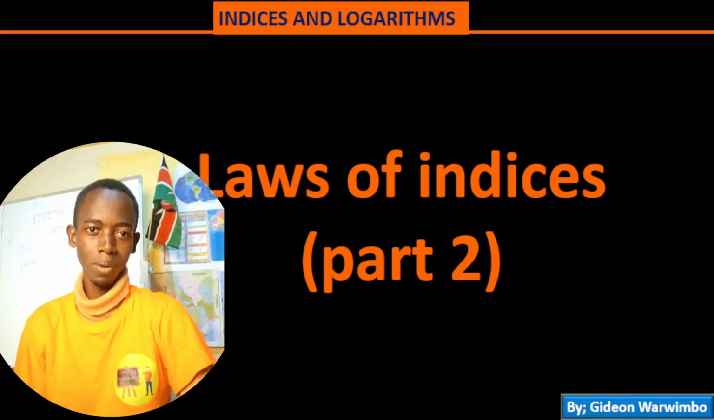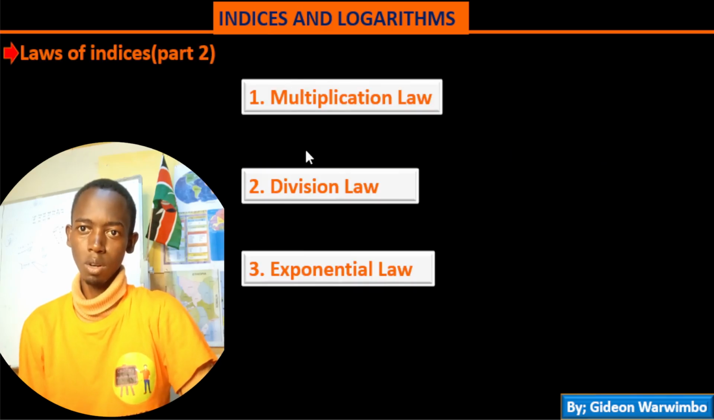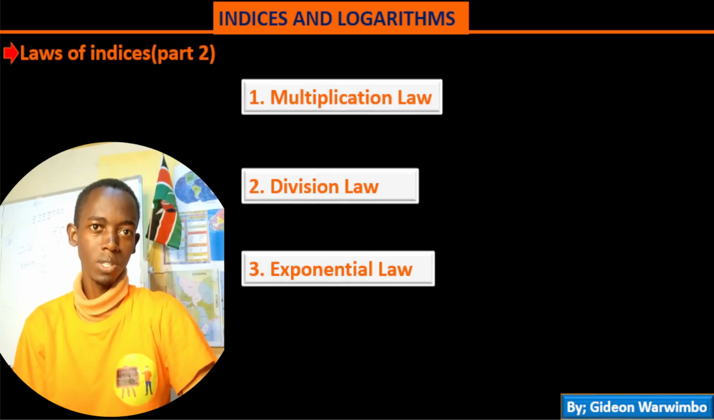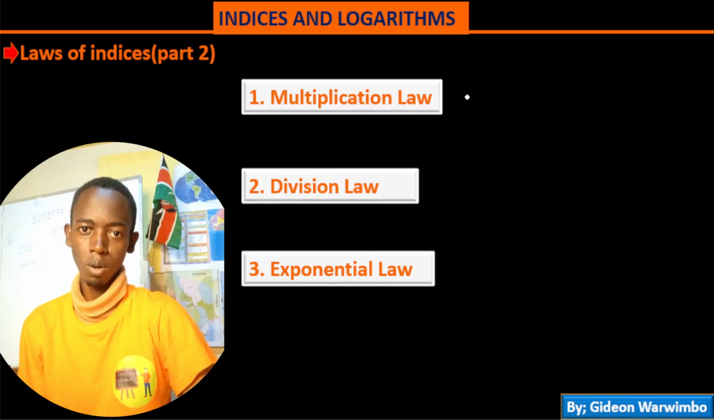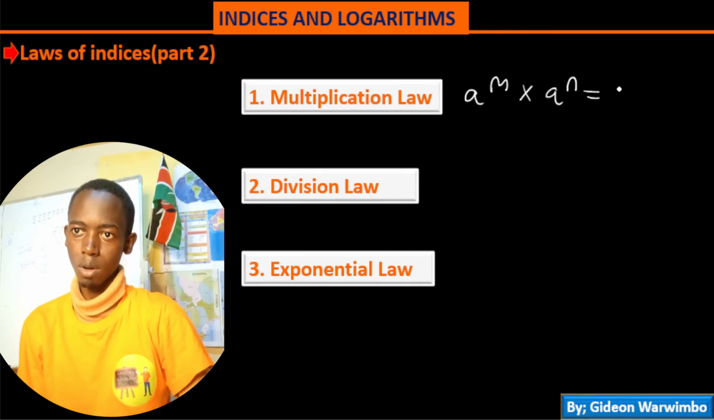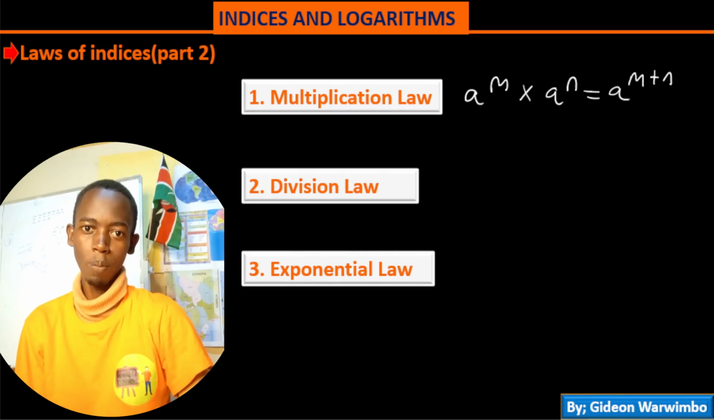Just a quick recap. In the previous session we studied the multiplication law, the division law, and also the exponential law. And I remember what we said about the multiplication law. We said that whenever we've got a case like a to power m multiplied with a to power n, that is always equivalent to a to power m plus n. I hope that you do remember that, and that you've gotten how to apply that.